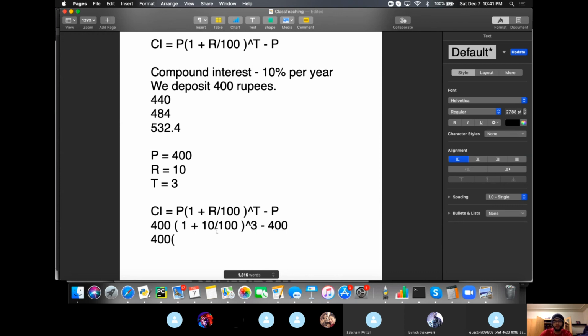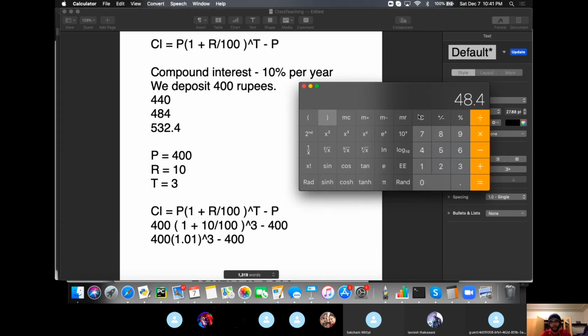Okay, so this would be 1.01 raised to the power 3 minus 400. So we can use a calculator for this problem. So what is 1.01 to the power 3? It's 1.030301. Okay, so now let us multiply this by 400.